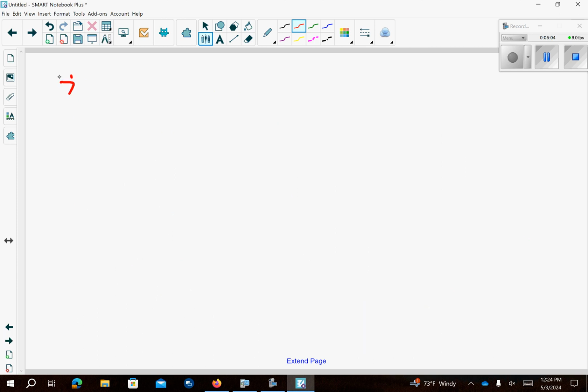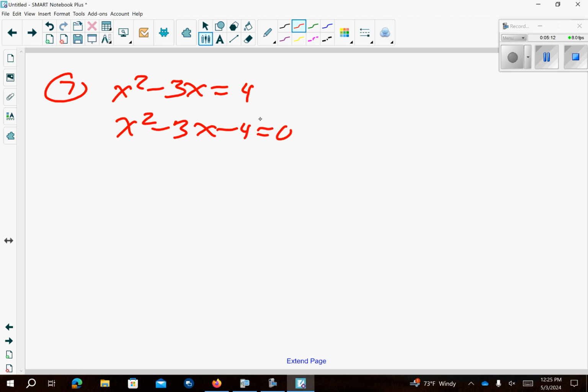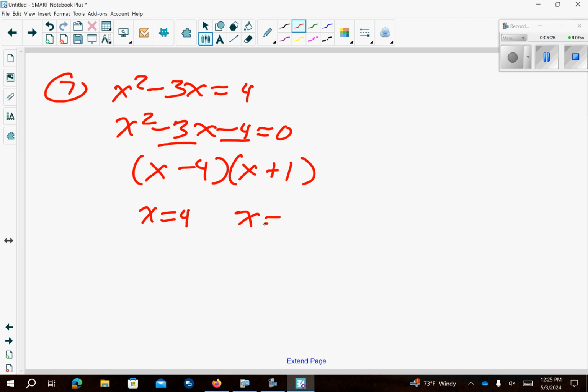Number 7, we get x squared minus 3x equals 4. So we'll bring the 4 back over. So this one I think we can go ahead and factor. The two numbers multiply to give me negative 4, add together to give me negative 3. I'm going to go negative 4 and positive 1. Set those both equal to 0, so x equals 4 for one answer, x equals negative 1 for another answer.